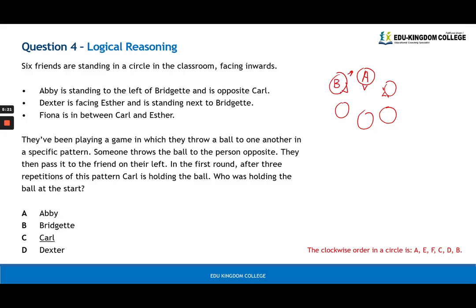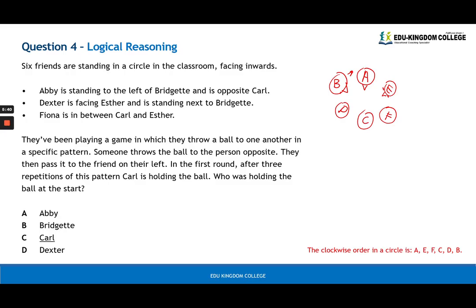Because that's her left. And Abby's opposite Carl. Carl's here. Dexter's facing Esther and is standing next to Bridget. Right, so the only space left for Dexter is here and is facing Esther, which means Fiona must be here. Okay, so that's the round order.